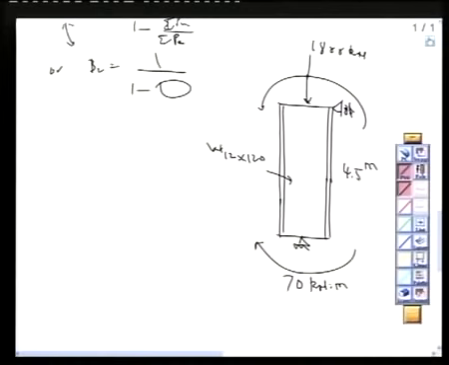This is a beam column for sure. We have a compression load and a bending moment, and you are asked to verify whether this column is safe or not. This is what we call evaluation.